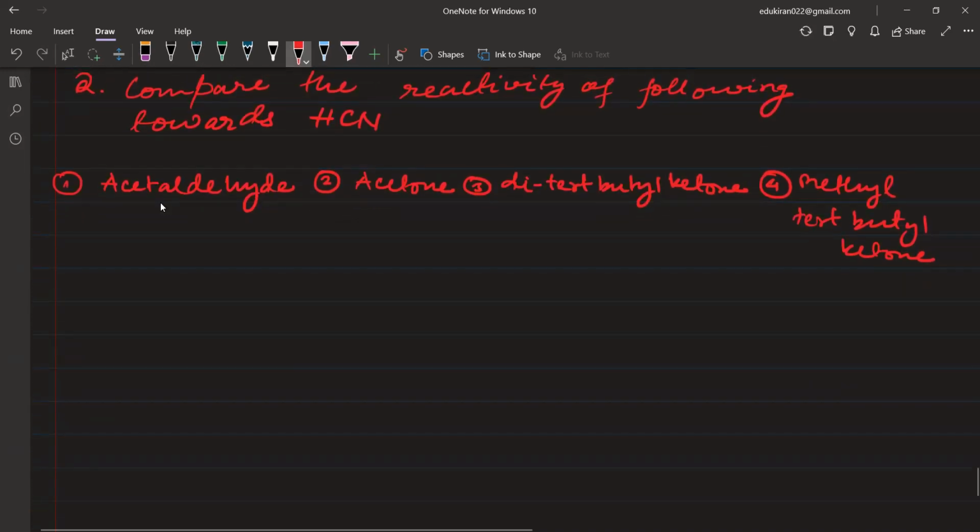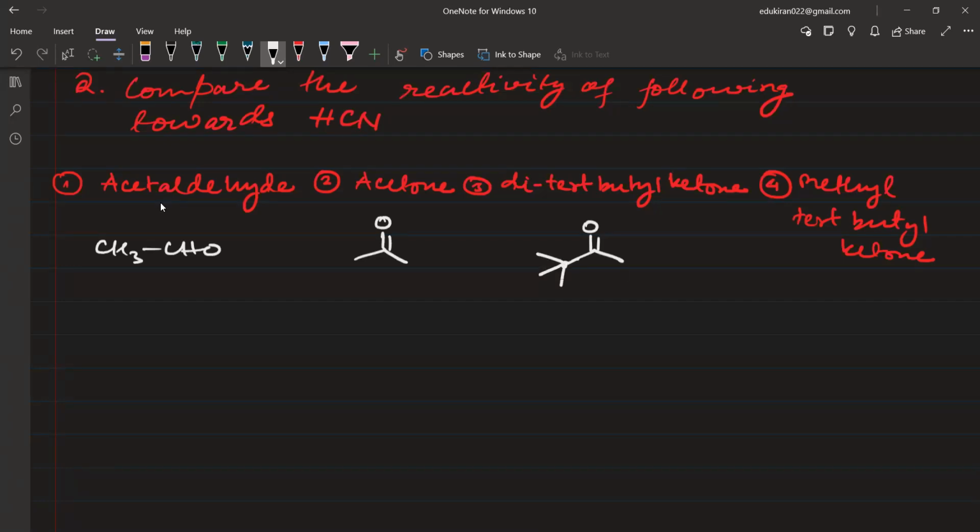Acetaldehyde, CH3CHO. Acetone, a carbonyl carbon attached to 2 CH3 groups. Di-tertiary butyl ketone has a carbonyl carbon attached to two tertiary butyl groups, each with one carbon atom and 3 more carbon atoms in the tertiary form. Then methyl tertiary butyl ketone has C double bond O, with one methyl group and the other group tertiary butyl. So these are the different carbonyl compounds that we have to compare.